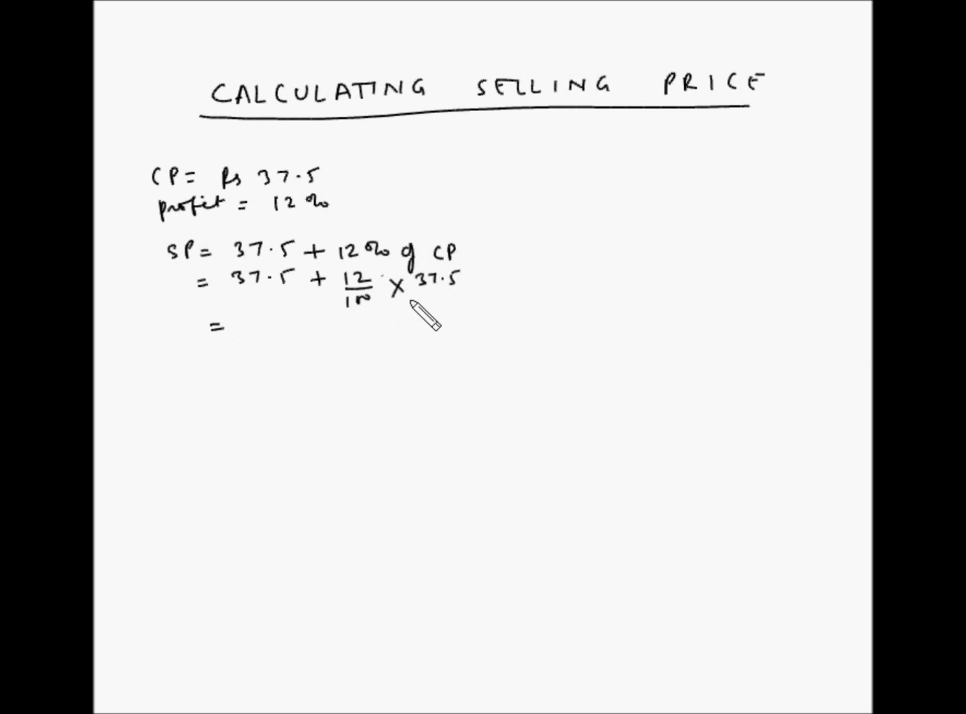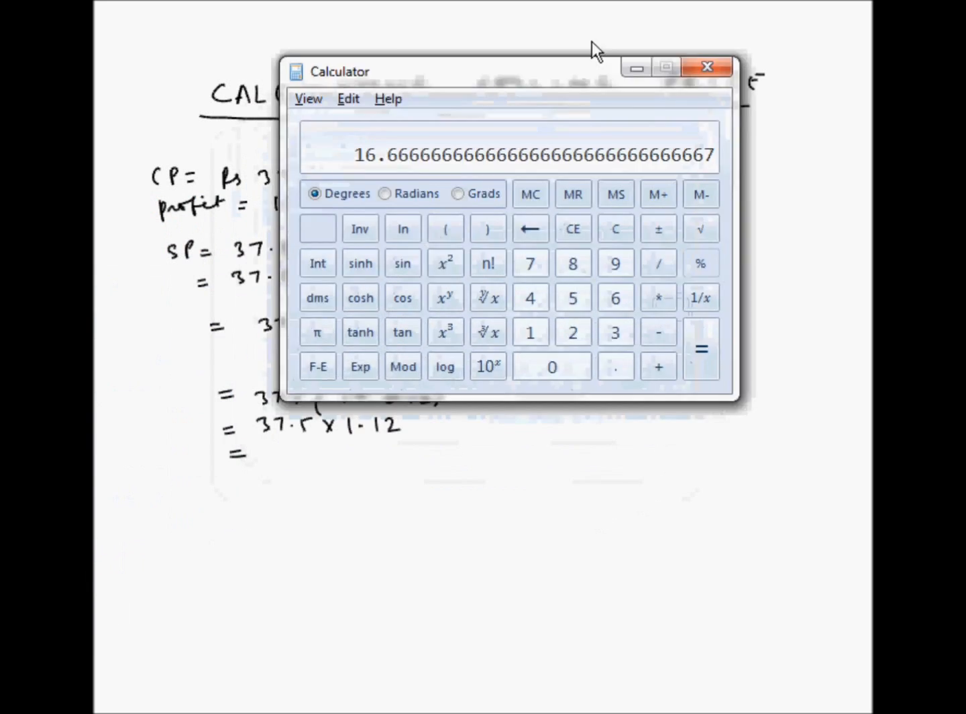So this is equal to, now we have a plus sign in between, so from this we can take 37.5 as common, and this will become 1 plus 12 by 100. So this is equal to 37.5 into bracket 1 plus 12 divided by 100. So we can put 2 decimals. So 0.12, which is equal to 37.5 multiplied by 1.12.